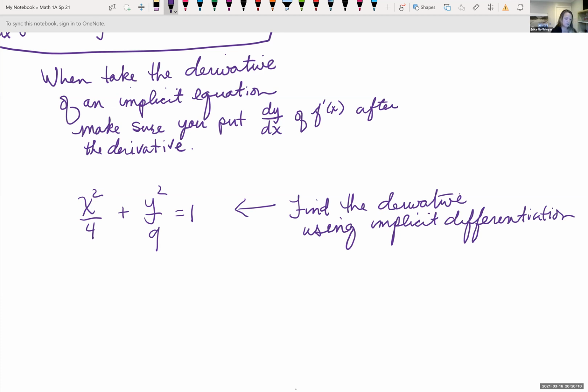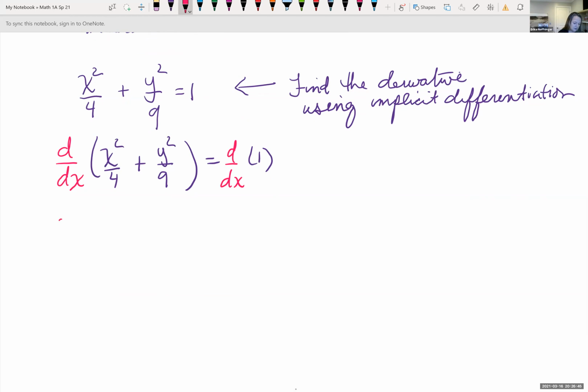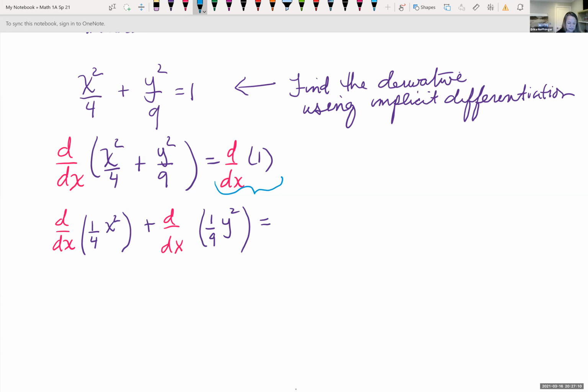So all we're doing is we're taking the derivative of both sides of our equation. So d/dx of x squared over 4 plus y squared over 9 is equal to the derivative of the other side, d/dx of 1. Looking at the left-hand side, I would look at what types of rules I would need to use, and I just have a sum there, so I don't have to use any product rule or any quotient rule. I need to take the derivative d/dx of the first piece, which we can think of as 1/4 x squared, plus the derivative of the second piece, d/dx of 1/9 times y squared, equals the derivative of the right-hand side, the derivative of a constant, that's just 0.